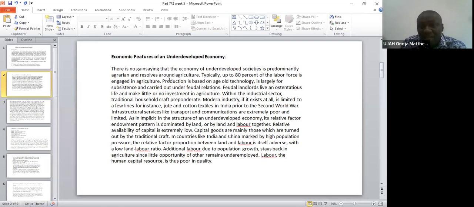Production is based on age-old technology. So in the 21st century, we still find a situation where people farm with hoes and cutlasses and have their backs bent to the ground perpetually because that is what they know best. Instead of using modern equipment, using technology to pursue agriculture. So we are not anywhere near the pursuit of development using agriculture as an instrument of development.